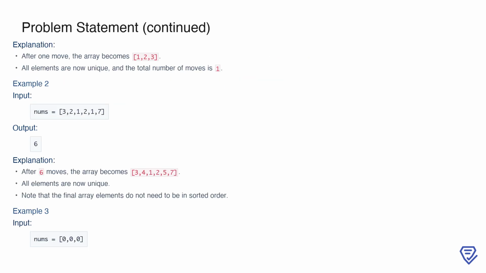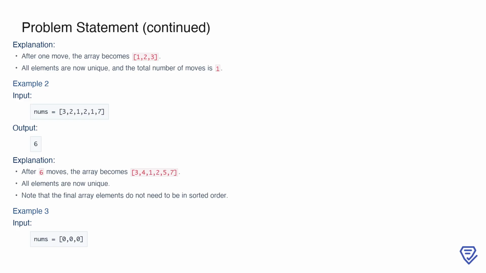In the second example, the input array is 3, 2, 1, 2, 1, 7. Here, the output is 6. This is because we need 6 increments in total to make all elements unique. For instance, after performing the moves, the array could look like 3, 4, 1, 2, 5, 7. Notice that the final array does not need to be sorted, only unique.